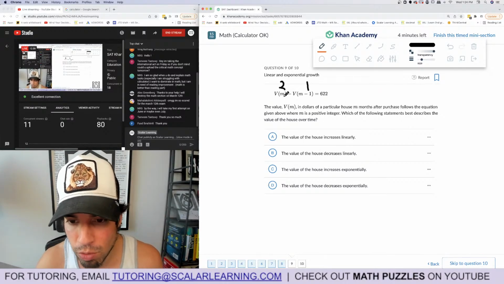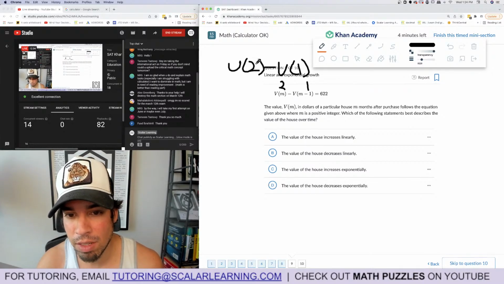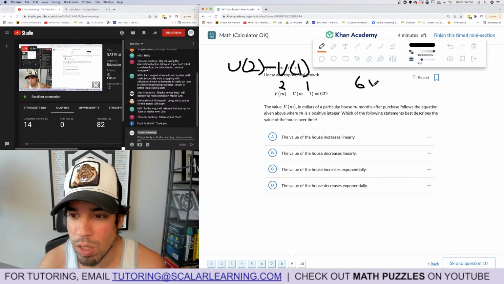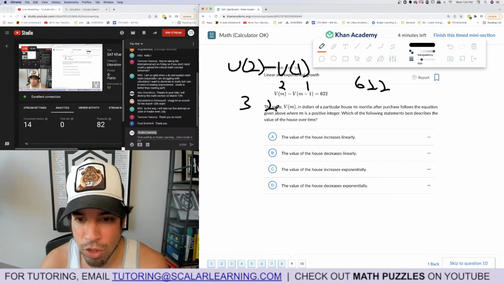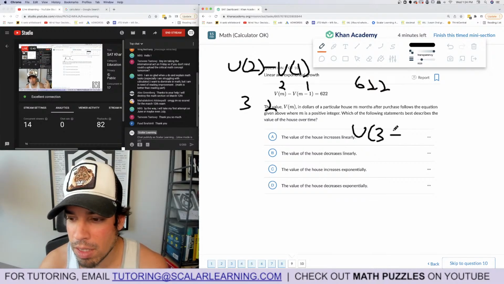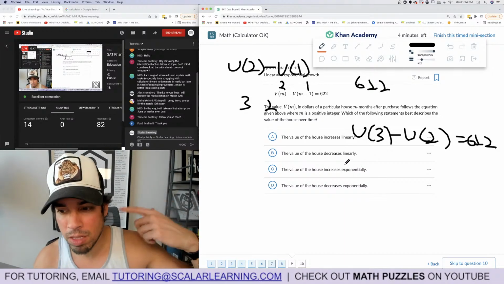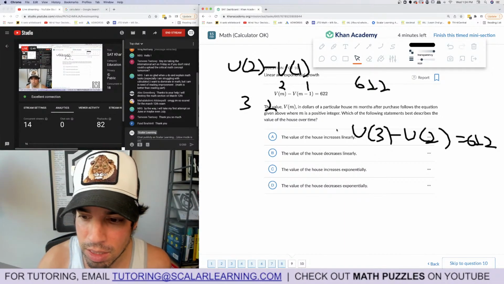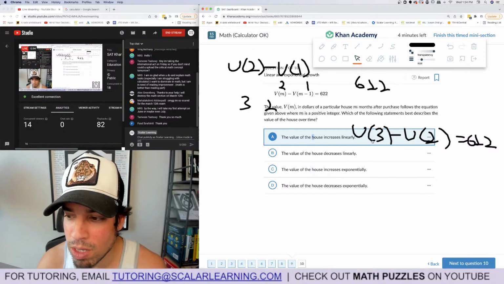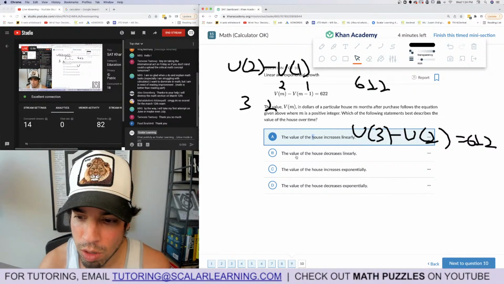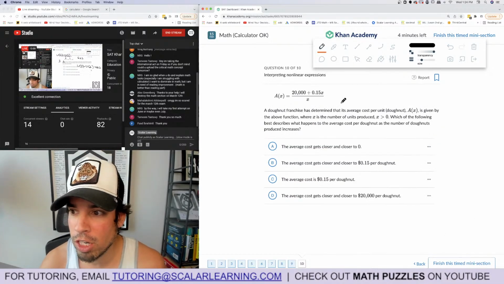Because if we plug in 2 for M, it would be V of 2 minus V of 1. Basically, the difference from the second month to the first month is 622. And then if I plug in 3 and 2, it's V of 3 minus V of 2, which means, again, the difference with each subsequent month is always 622. That's linear. So the value of the house is increasing linearly because every subsequent month it's 622 more than the previous month. So I think that's right. It's a little strange, but we'll see.